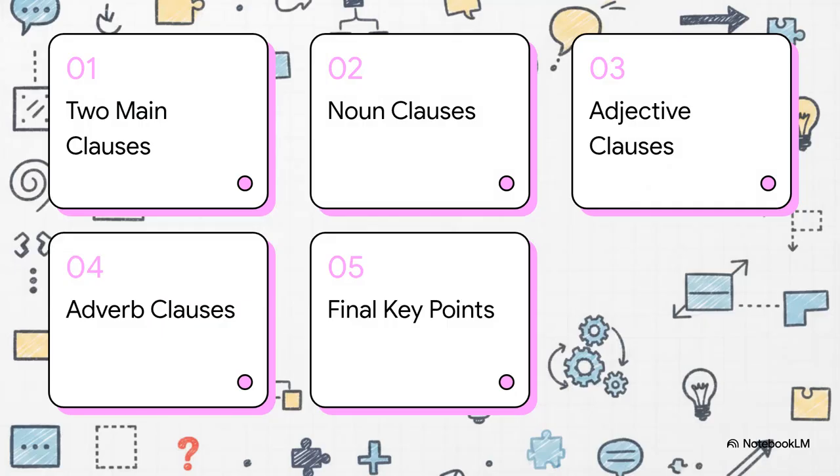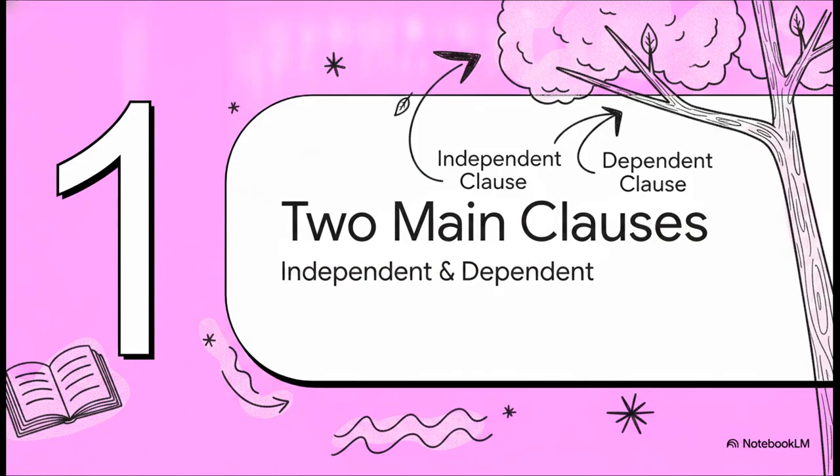Here's the roadmap we're following. First, the two main clauses. Second, exploring noun clauses. Third, adjective clauses, adding details. Fourth, adverb clauses, providing context. And finally, number 5, our final grammar key points. Okay, section 1, the two main clauses. Let's get right into it.